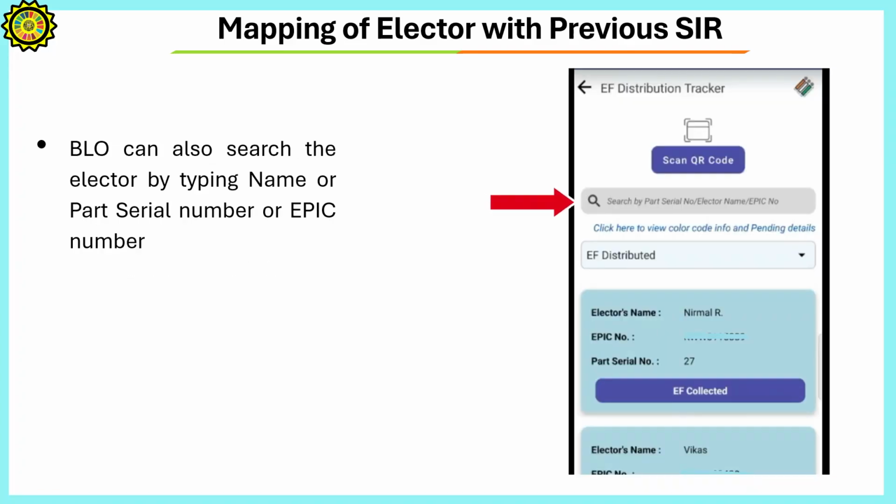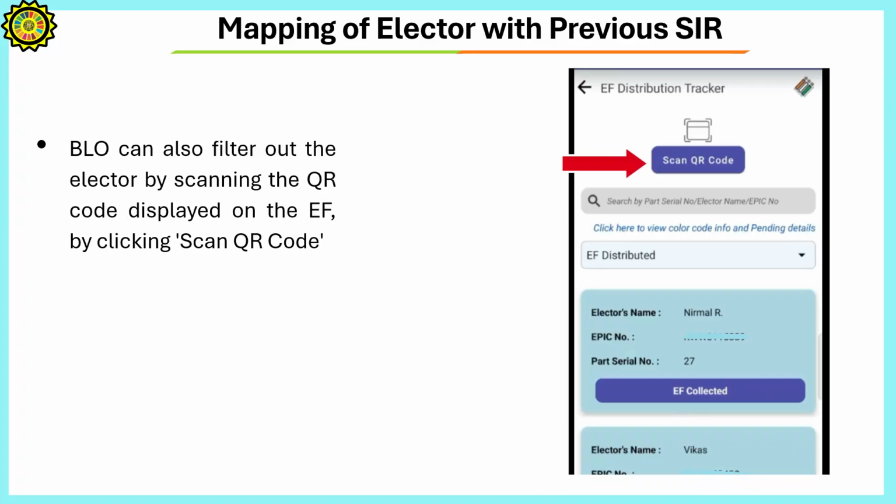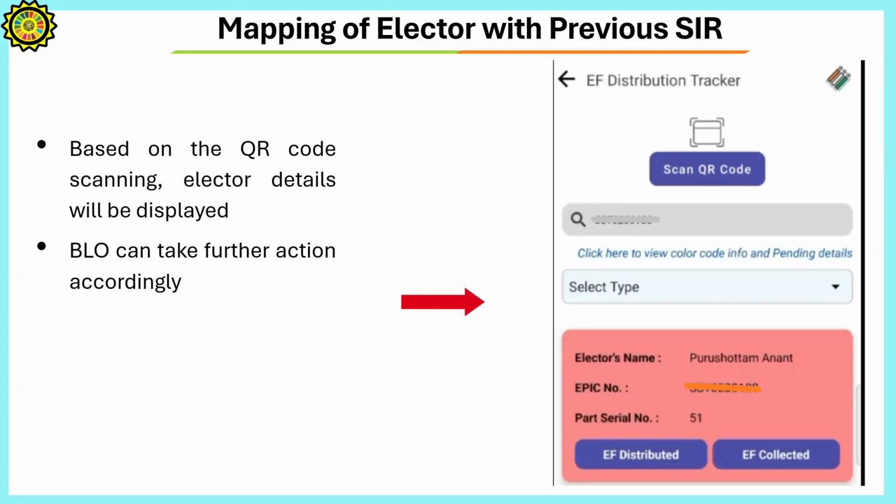BLO can also search the elector by typing name or part serial number or EPIC number. BLO can also filter out the elector by scanning the QR code displayed on the EF by clicking Scan QR code. Based on the QR code scanning, elector details will be displayed. BLO can take further action accordingly.